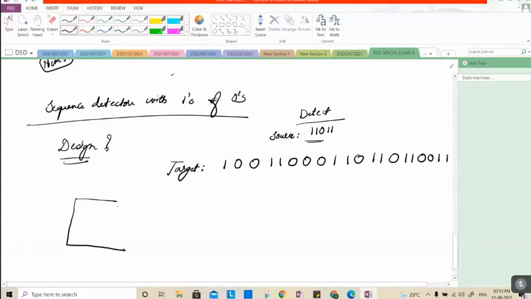Right, bit by bit. So if this is some hardware, if this is a sequence detector, we provide the information to it bit by bit, 1 bit at a time.